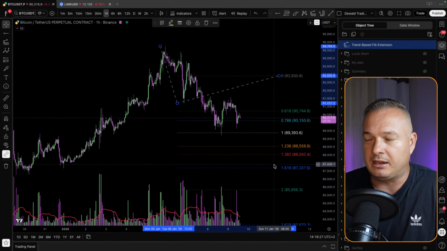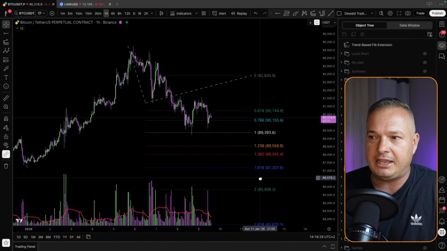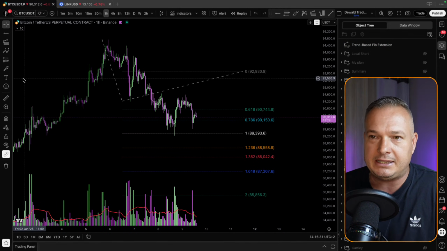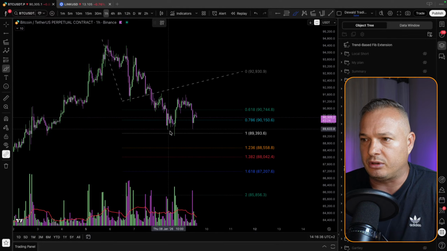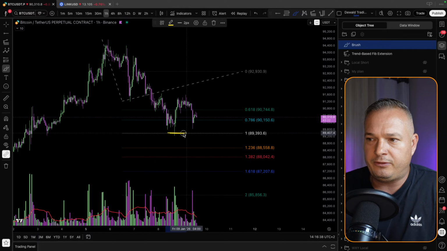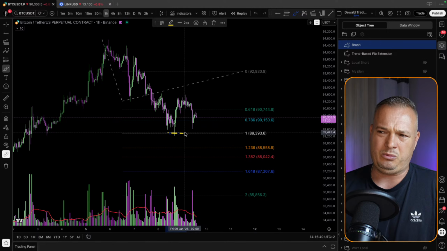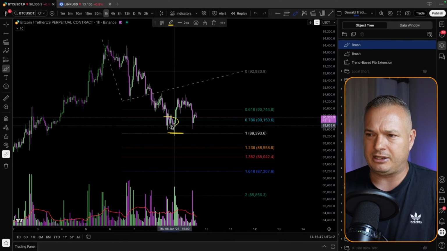It does not get better than that. Look at that beautiful SFP from the 1-to-1 extension. Beautiful SFP. Where were we trading? We were trading in this zone over here.